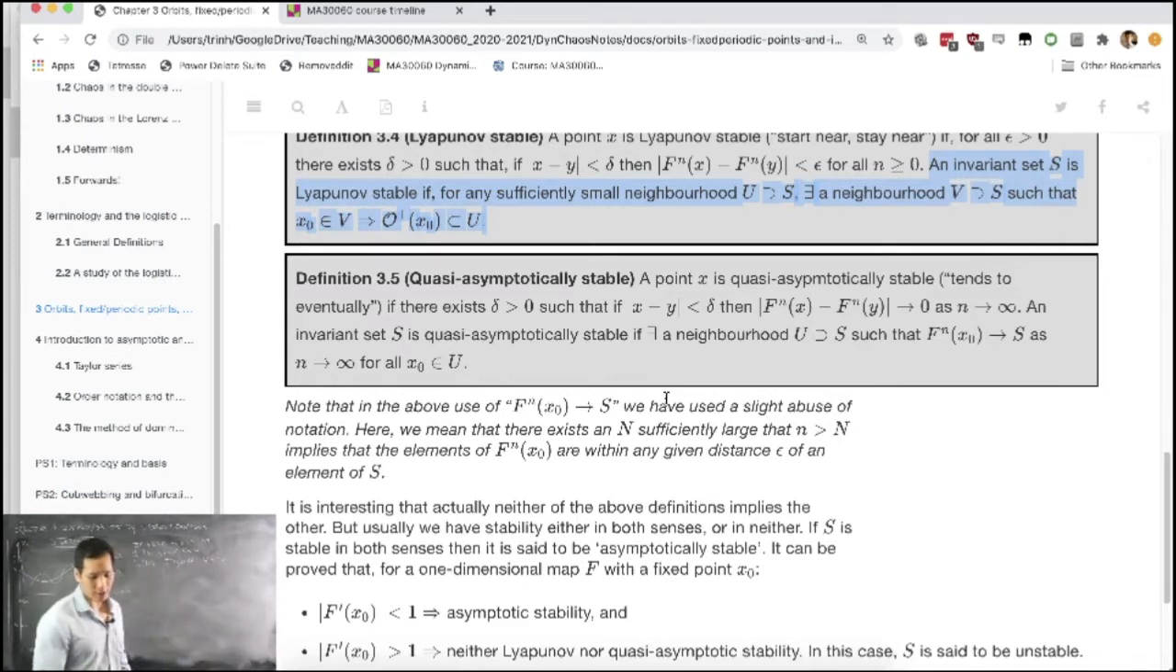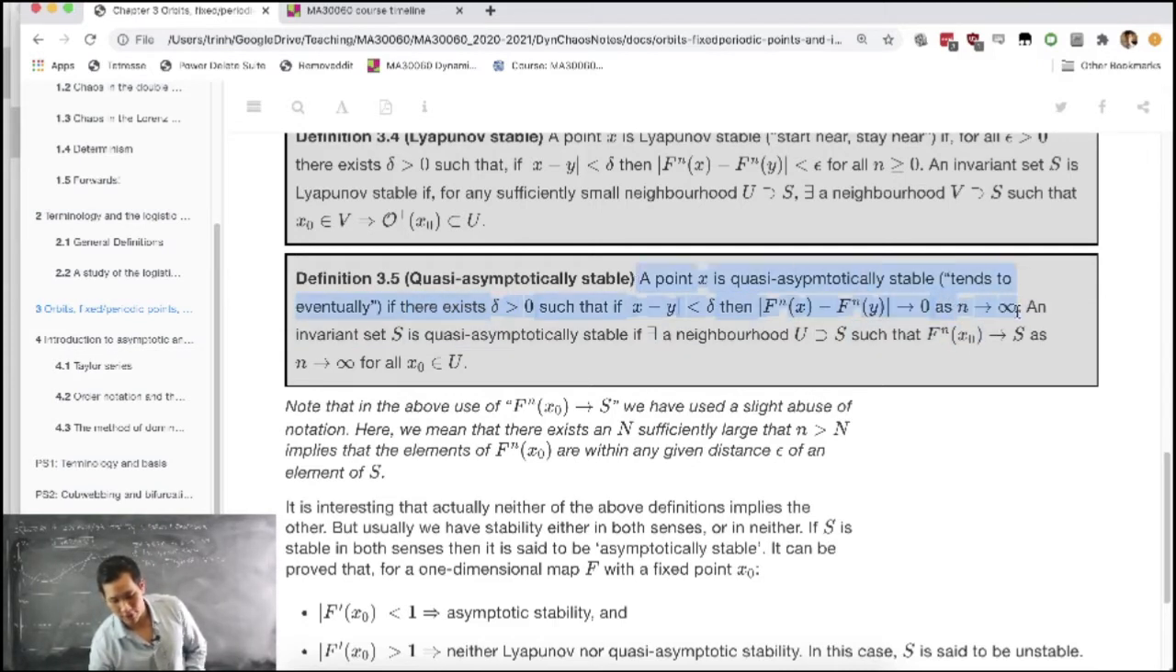Now the next definition, quasi-asymptotically stable, in plain English, means "tends towards," okay? So a point x is quasi-asymptotically stable, or tends eventually, if there exists a delta greater than 0 such that if the distance between x and y is less than delta, then the difference between the images, f^n of x minus f^n of y, tends to 0 as n tends to infinity.